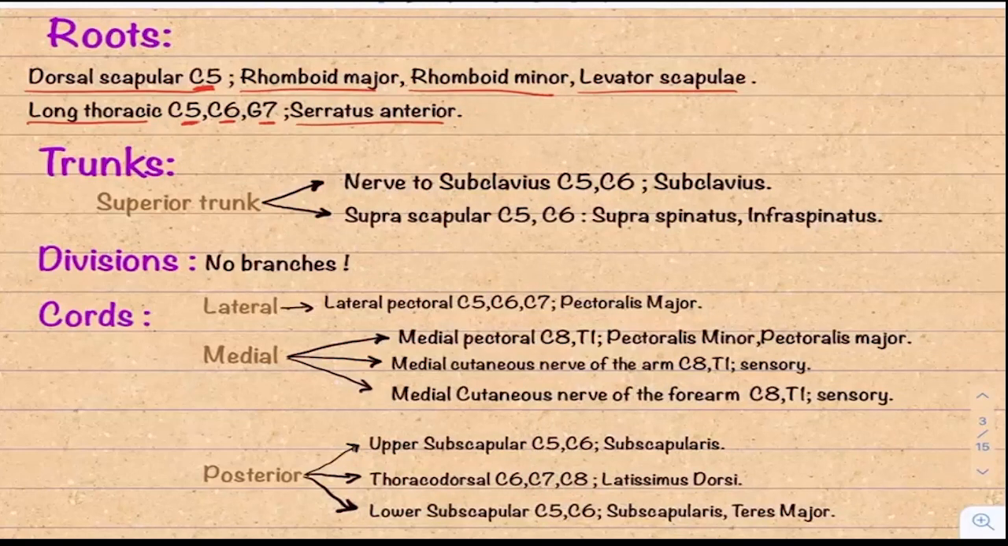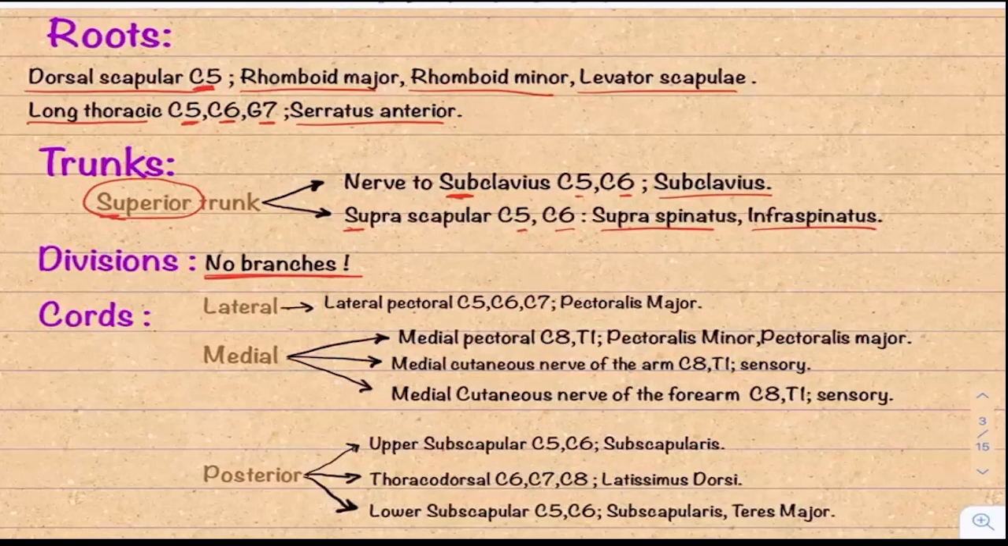For the trunks, it's only the superior trunk that gives off branches, and these are nerve to subclavius and suprascapular, so the S goes with the S. Both of them are derived from C5 and C6 nerve roots. The nerve to subclavius supplies the subclavius muscle. Suprascapular nerve supplies the supraspinatus and infraspinatus muscles, and these are part of the rotator cuff. For the divisions, there are no branches that come off the divisions.